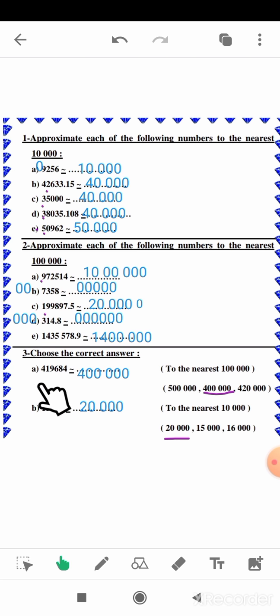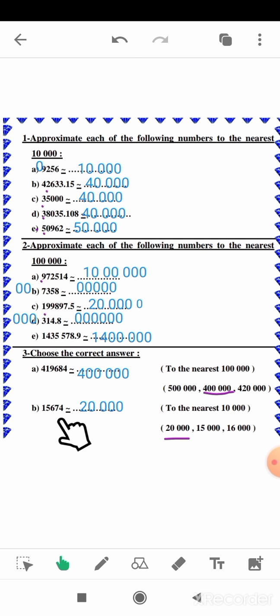Okay. Choose the correct answer. We have here a number to approximate to the nearest 100,000. Okay, so units, tens, hundreds, thousands, 10,000, 100,000. 4 is the 100,000 digit, and I will look at the 10,000 digit, 1. 1 is a poor number, so it is replaced by zeros. It's 400,000.